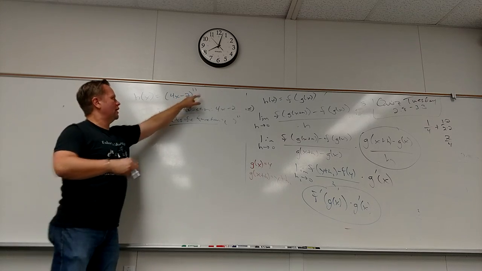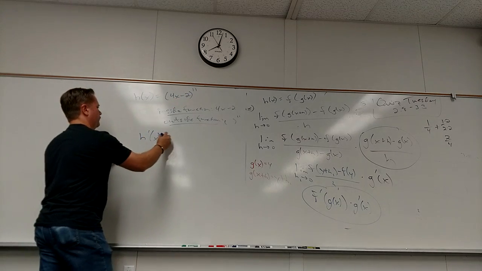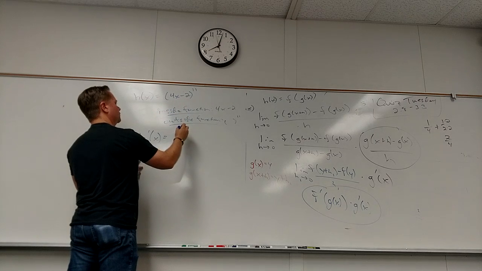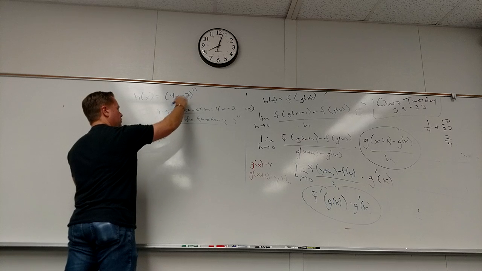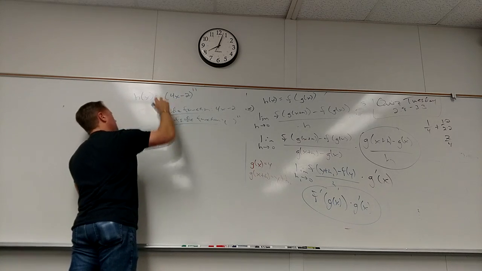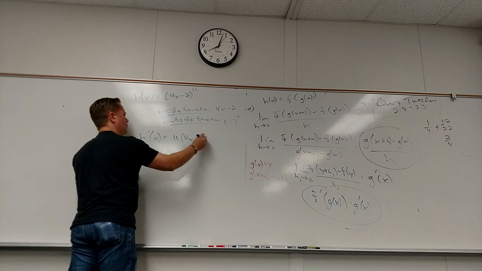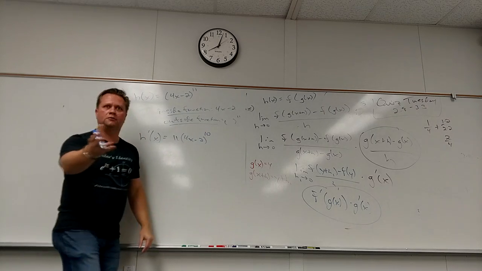Right, something to the 11th. What's the rule for something to the 11th power? The outside function goes first. What happens with the 11th? It comes down, and that thing goes to the 10th. Easy, right? We're not done.